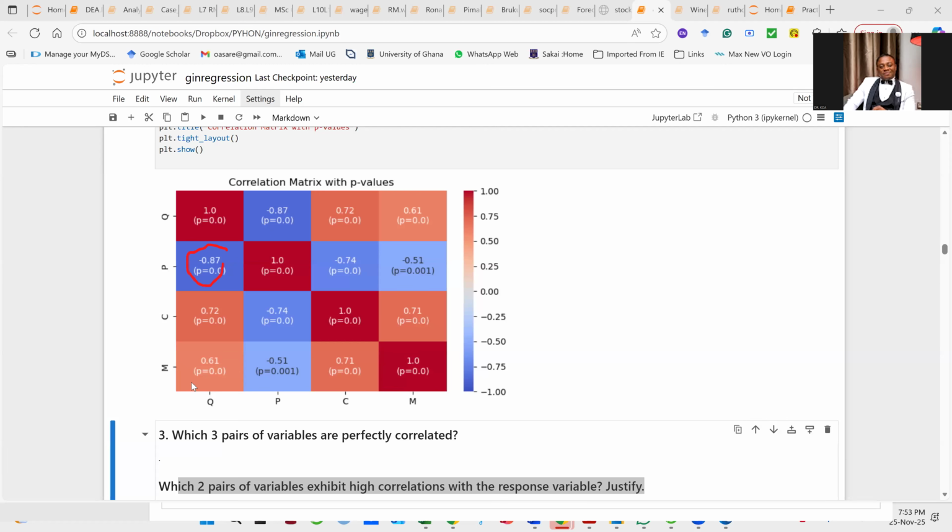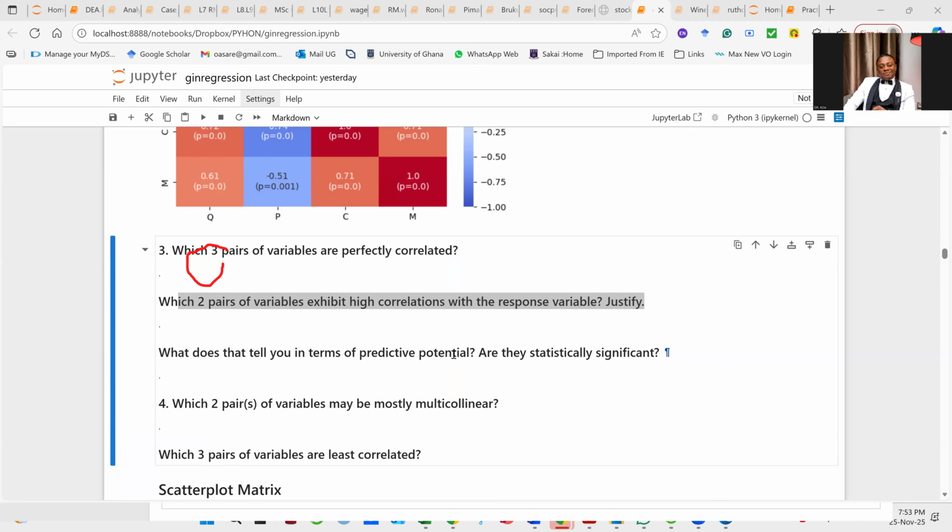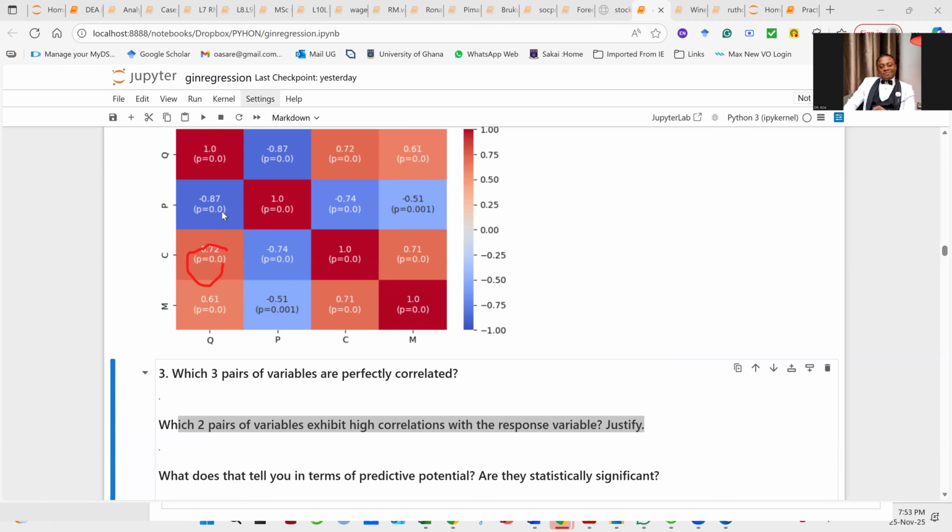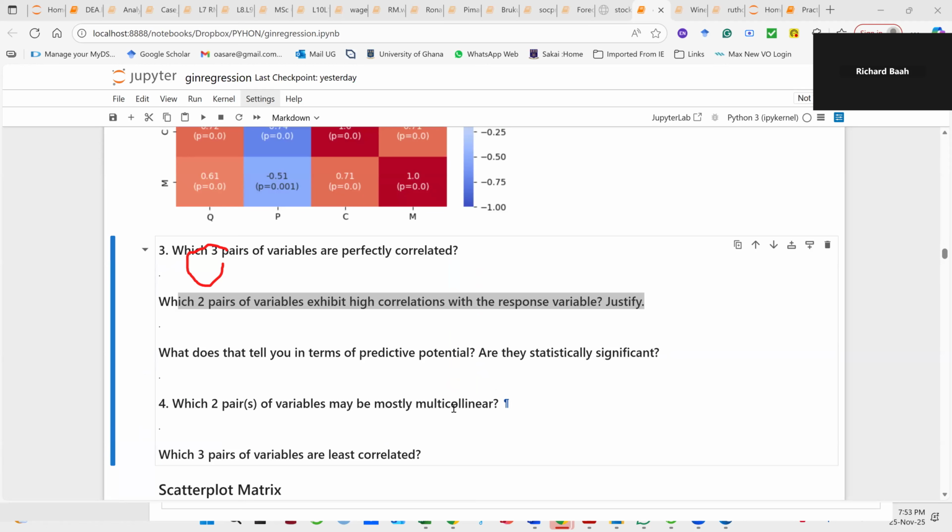Next one, it says what does that tell you in terms of predictive potential? It means that price has a higher predictive potential than the rest. Are they statistically significant? Come and check the p-value for price. If you check it, it is 0.0. Yes, they are statistically significant. Next, which 2 pairs of variables may be multicollinear? Yes, Richard.